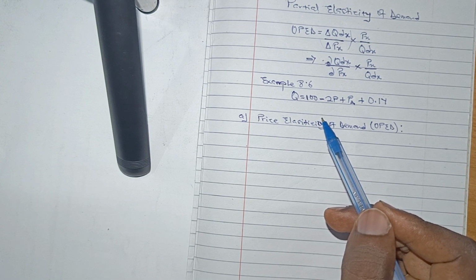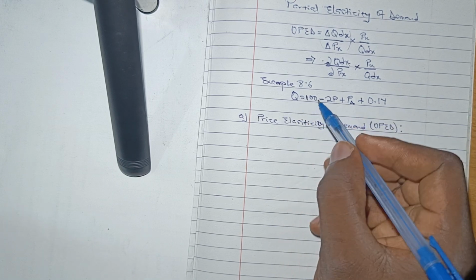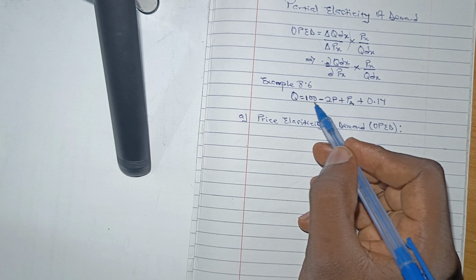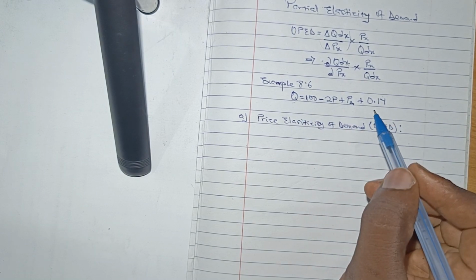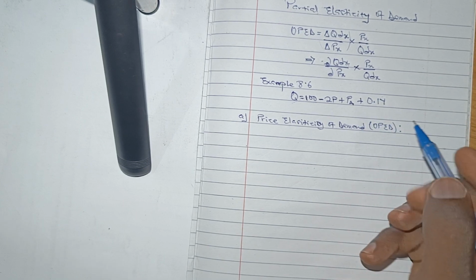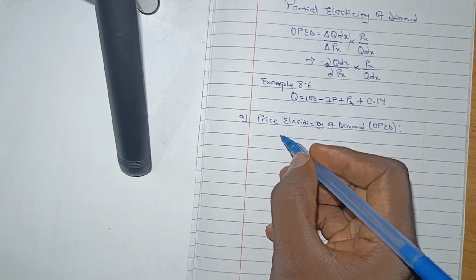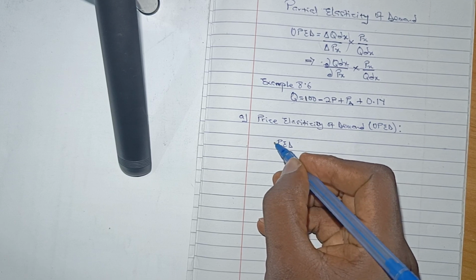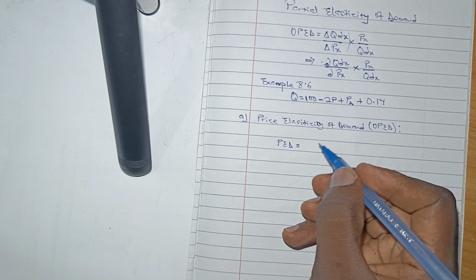So let's see. Within this equation, this is the quantity demanded. This is a constant. This is the price of this commodity that we don't know. This is the price of a related good, and this is income. So to be able to find the own price elasticity of demand, you can write PED or OPED. You can write this or this, whichever is fine.